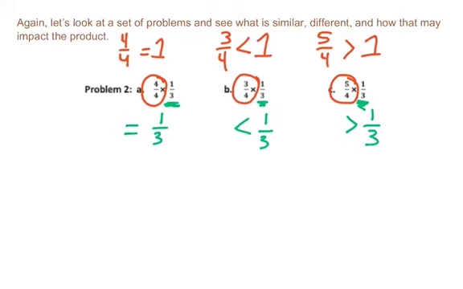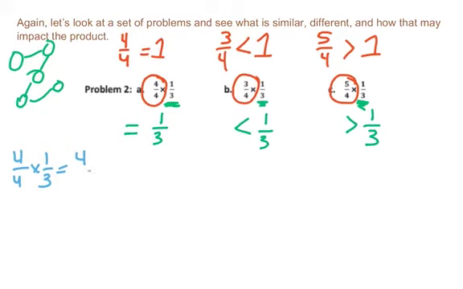So let's see if this works out, and let's see if we can follow this pattern of factors and products. Okay, it looks a little something like this. 4/4 times 1/3 equals 4/12. Is 4/12 equal to 1/3? Well, if you divide by 4, you do get 1/3. So that would be correct.